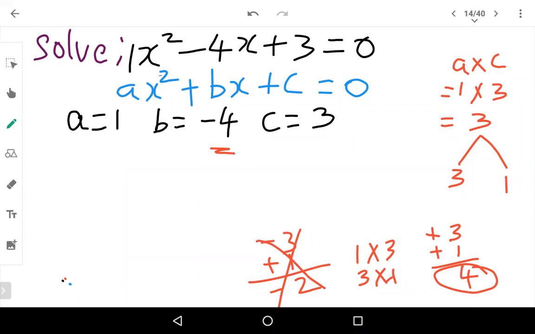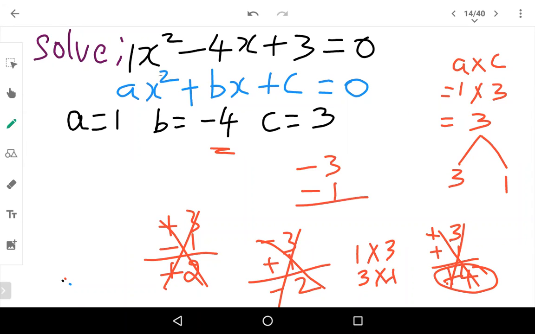Suppose I take plus 3 minus 1, again I am going to get plus 2. Again it is not the same as b, so this also will not work. Plus and plus, again plus 4, this also will not work. Now let me take the last combination, minus 3 minus 1. Now minus 3 and minus 1, I will add the numbers, but I will keep the sign as minus. So I will get minus 4, which is the same as b here. Correct? So I am going to use minus 3 and minus 1 as the factors to solve this equation.